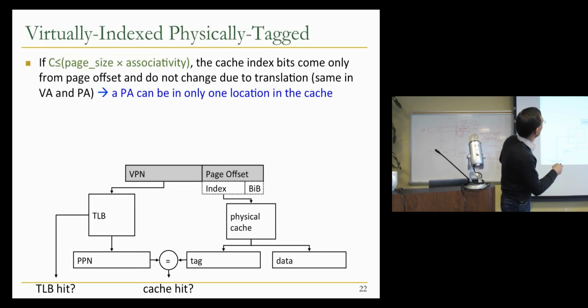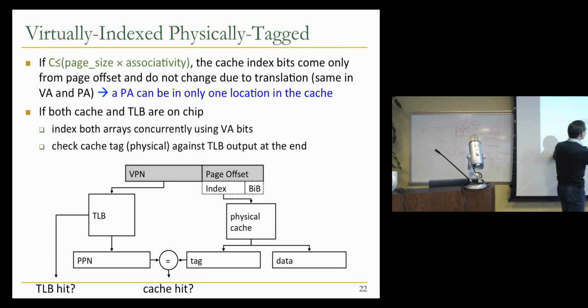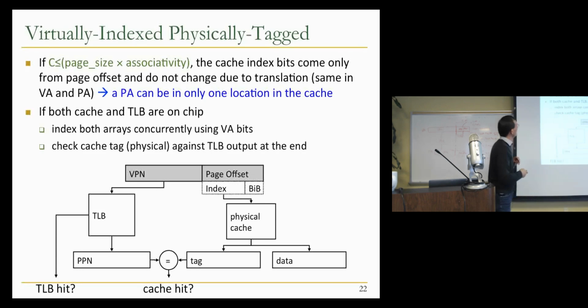Put another way, if cache size is less than or equal to page size times associativity, the cache index bits come only from the page offset, and they do not change due to translation, because only the virtual page number changes during the translation. And as a result, a physical address can be in only one location in the cache, because you essentially index the cache and tag the cache with physical addresses. Well, that's what a virtually indexed physically tagged cache is, basically. I've already described this to you. Okay? So we don't want this limitation.